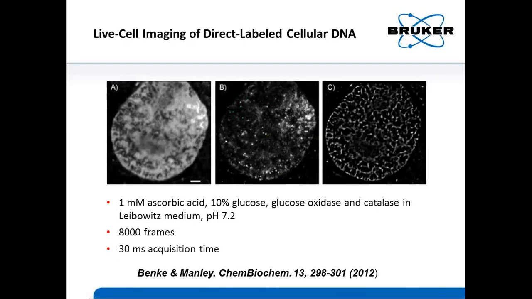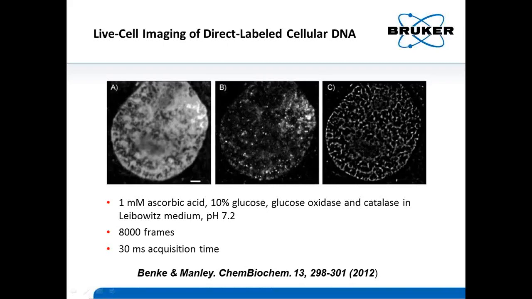So here's an example from Dr. Suliana Manley's lab from EPFL. They did some live cell imaging of directly labeled cellular DNA. The dye that they used was PicoGreen, and the imaging buffer that they used had ascorbic acid, glucose oxidase, catalase, and labeled media. And so this was done at 30 millisecond acquisition time, and this was imaged live.